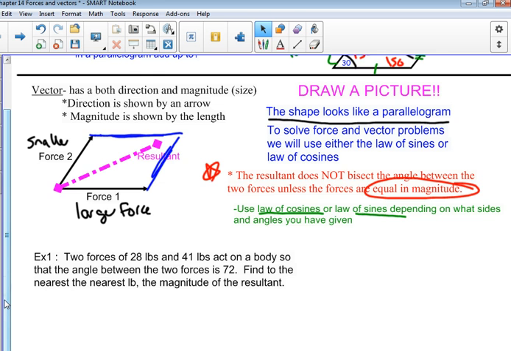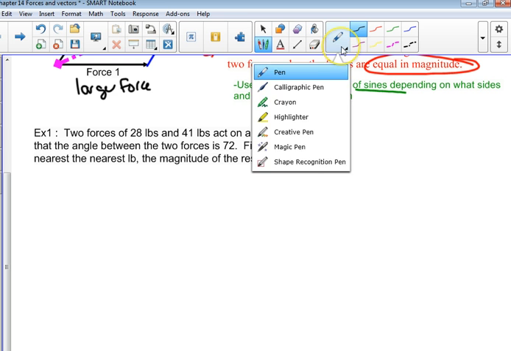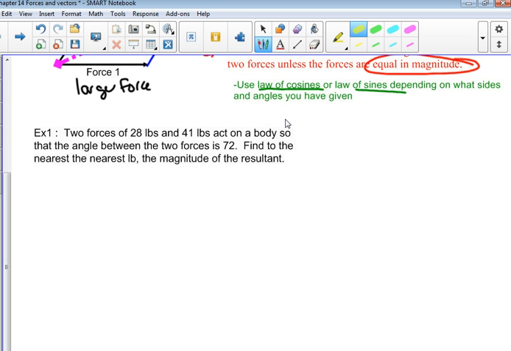So let's actually draw one of these and see what we got going on here. So two forces of 28 and 41 pounds. Now you guys are going to tell what kind of problem it is because you're going to see the words right in it: forces, magnitude, vectors, resultant, pounds. They usually have all those keywords in it. So my two forces, 28 and 41. I'm not going to read the rest of the problem.